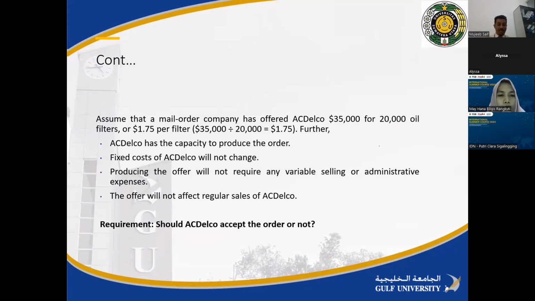Actually, as I said at the beginning, if you receive any offer, you should consider only variable cost. Right? At the beginning, you should consider variable cost per unit. See here, you will pay $1.75 for each unit.